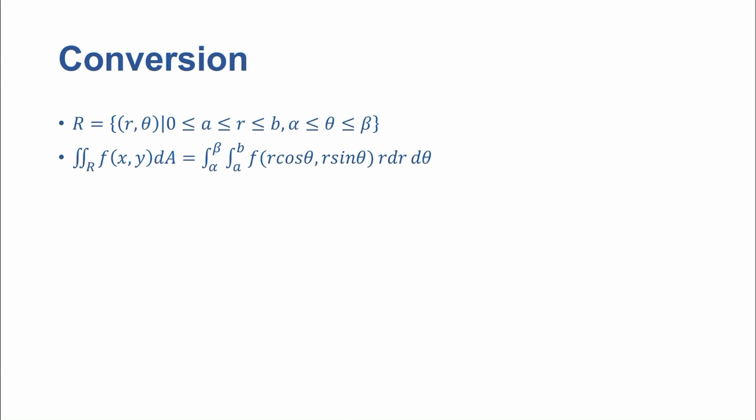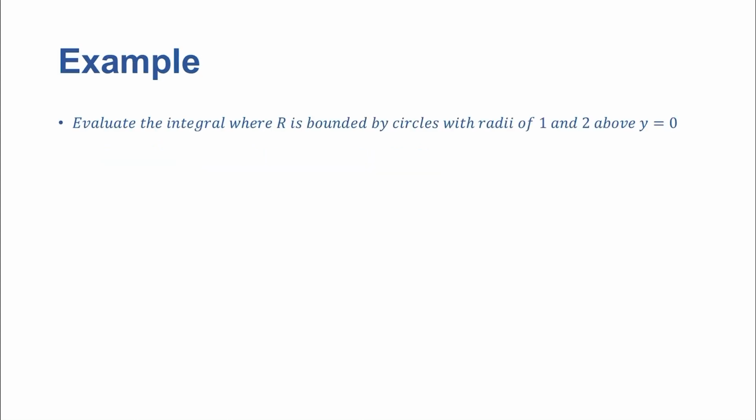Okay, so now we're ready to use this theorem in an example. So let's evaluate the integral where R is bounded by the circles with radii of 1 and 2 above y equals 0. So our integral that we want to evaluate is the integral over the region of 3x plus 4y squared dA. Now let's draw out our region.